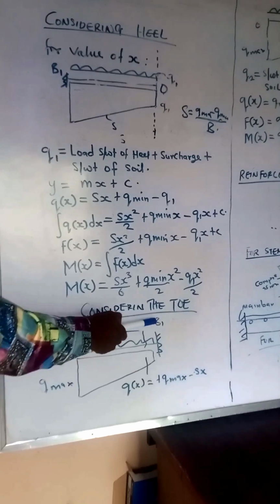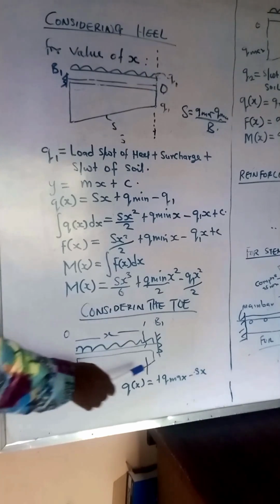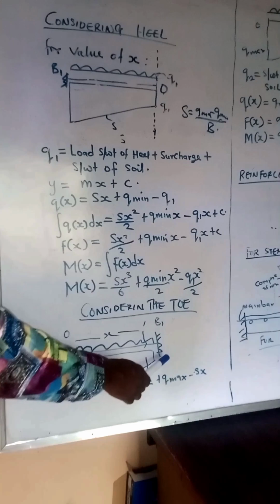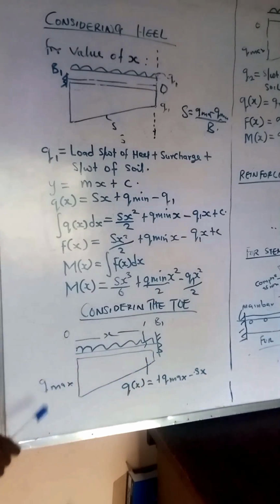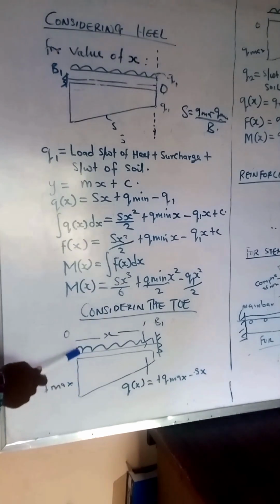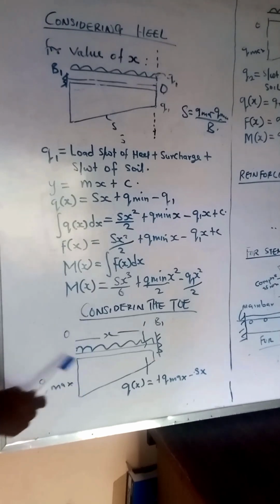We're moving down in this direction. Remember that the slope we took initially was when we were coming to our left hand side, but now we're moving to our right hand side. So here becomes the origin. When x is 0, here is q maximum, so that becomes our intercept.